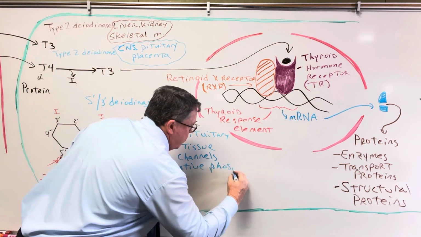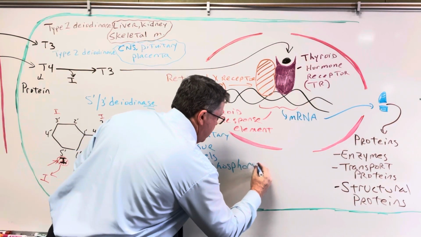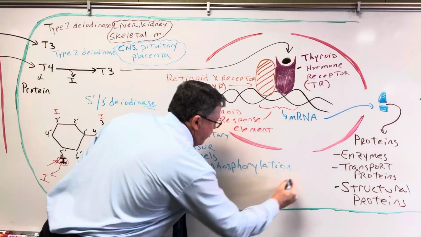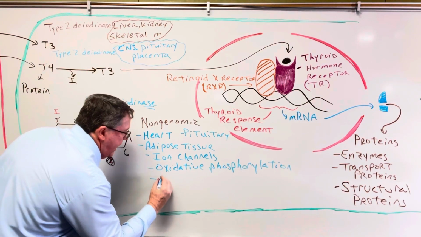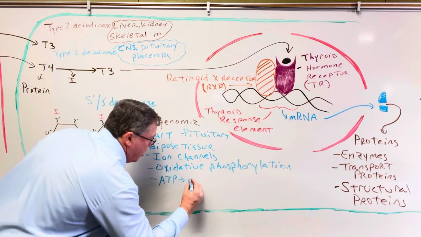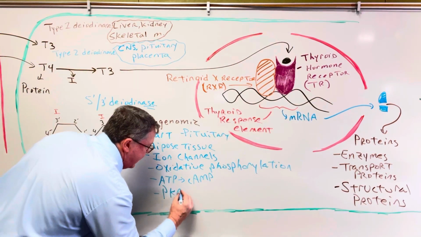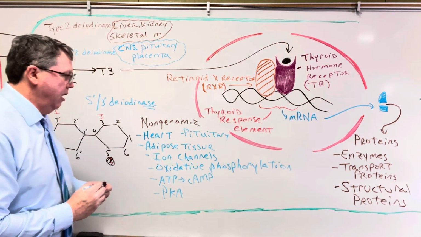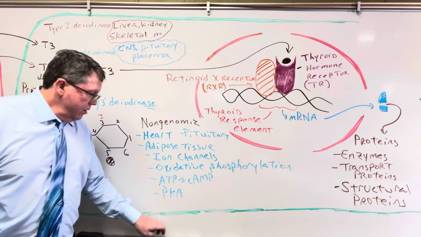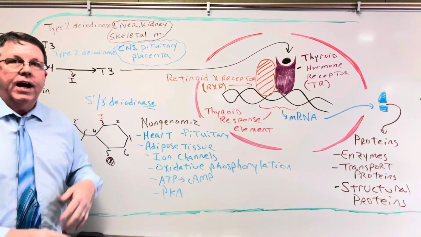So in other words, it's going to help make ATP. It's going to play a role in converting ATP to a second messenger, which we call cyclic AMP. And it's also going to activate protein kinase A in the cell also. So that's it for thyroid hormone and what it does after it leaves the thyroid and once it gets into the tissue.